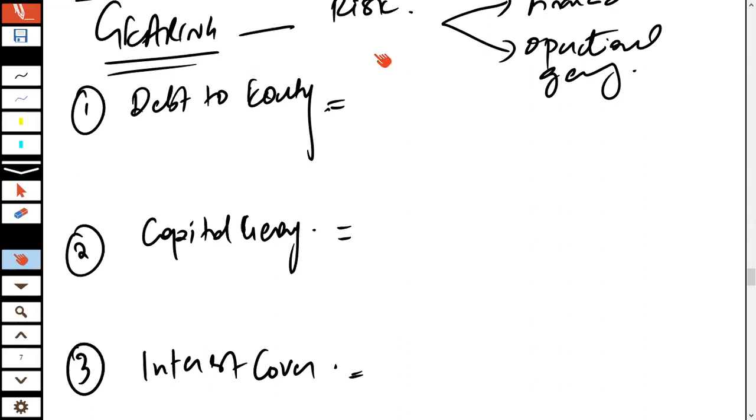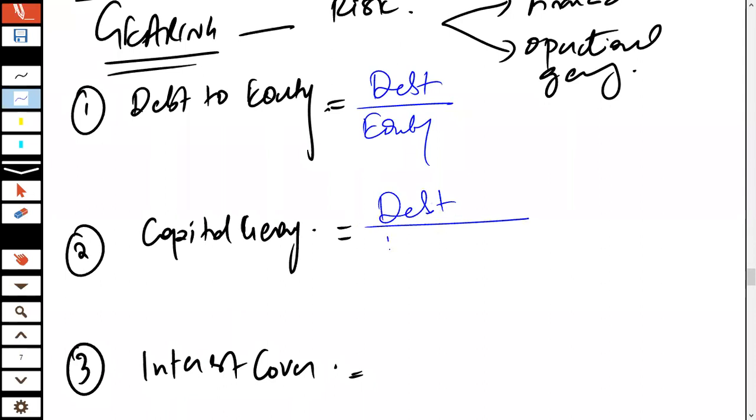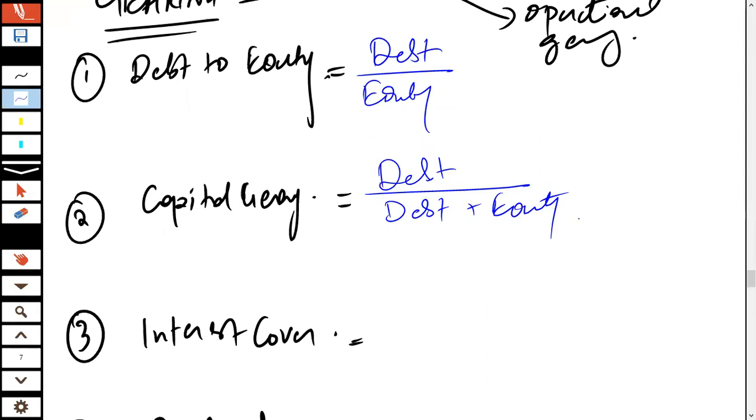Okay, now let's just see this. When we talk about these different types of ratios, you've got the debt to equity ratio, which is simply debt divided by equity. Now, what else is there? The next thing is the capital gearing. The capital gearing is debt upon debt plus equity. I repeat, what is capital gearing? Capital gearing is debt upon debt plus equity.